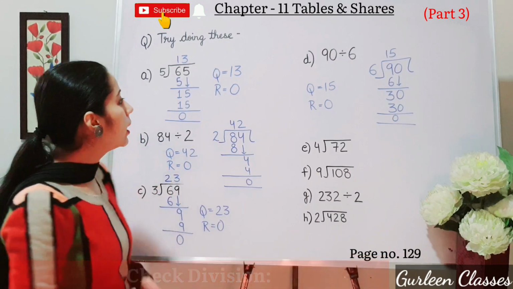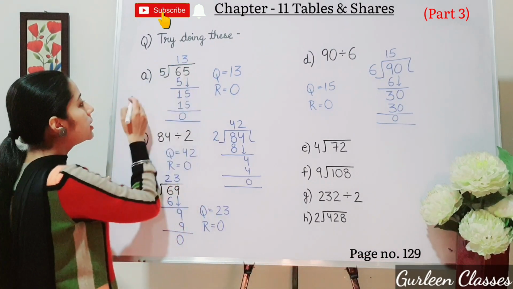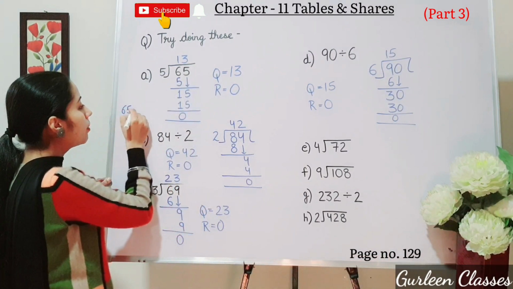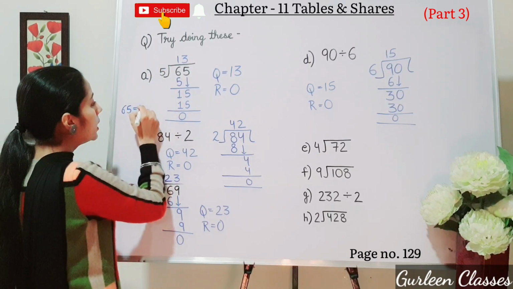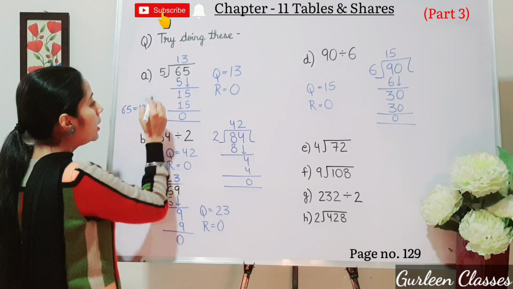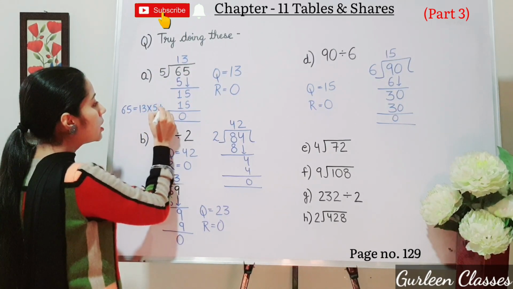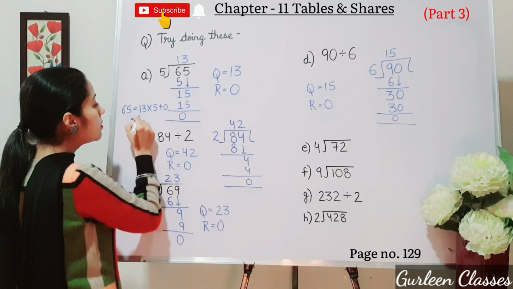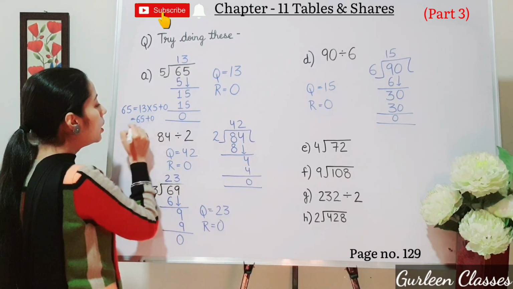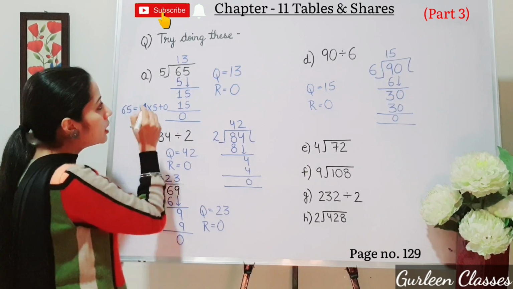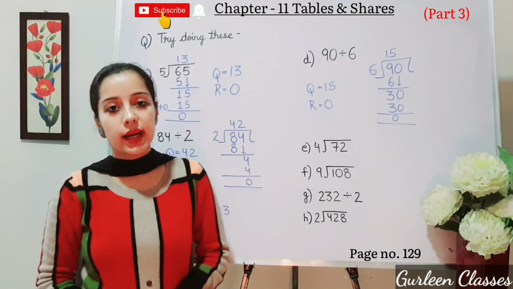Let me show you one. So here dividend is equal to 65. Quotient is 13. Divisor is 5 plus remainder is 0. 13 5s are 65 plus 0, that is 65. So yes, our division is correct.